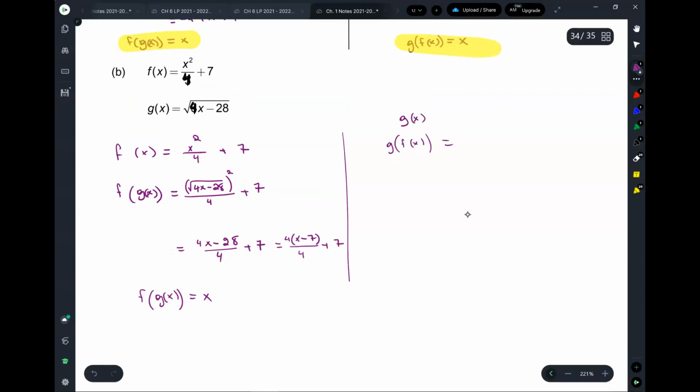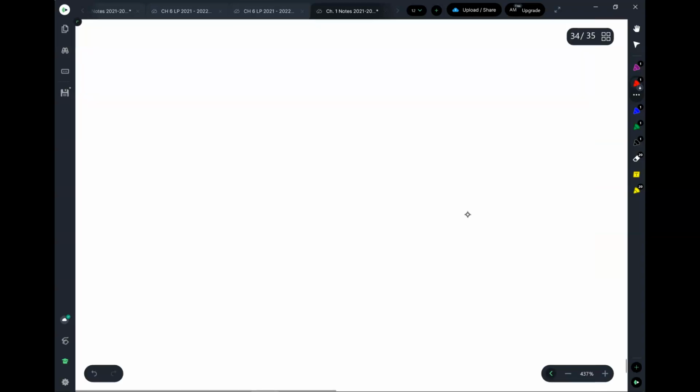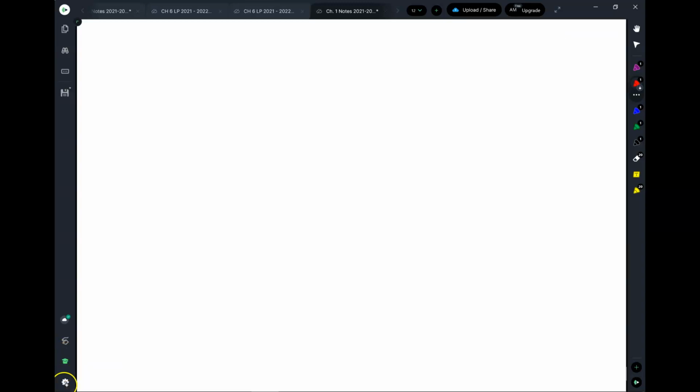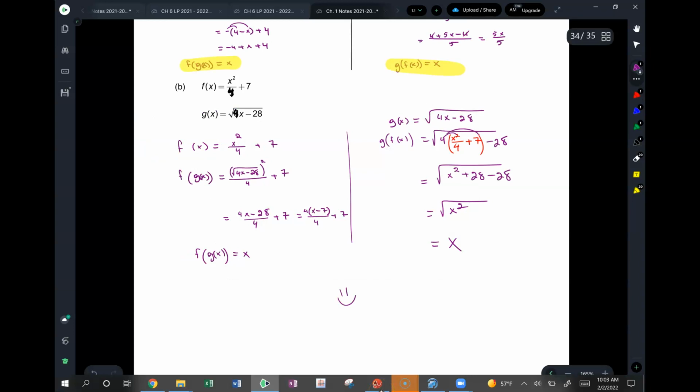So g of f of x, right? g of x is the square root of 4x minus 28. So g of f of x is equal to 4 times f of x, x squared over 4 plus 28. Plus 7. Sorry, hang on one second, my pen. Okay, one second. To the graph of this. Any questions before we move on?